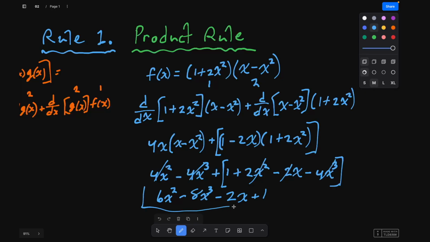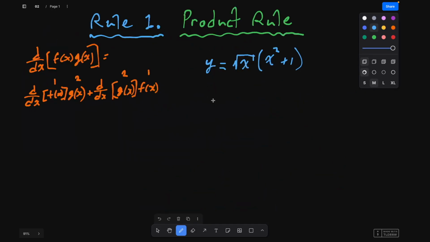So that is our final answer. Let's do one that looks a little bit trickier. We have y equals the square root of x multiplied by x squared plus 1. Our first step here is going to be rewriting this square root as an exponent. And if you don't know, the square root of x is equal to x to the 1/2. So that's our first step.